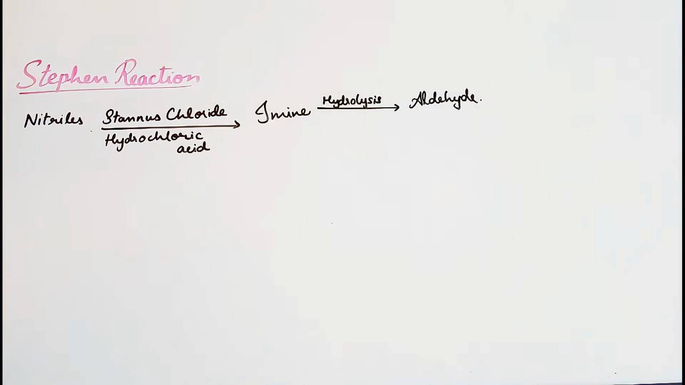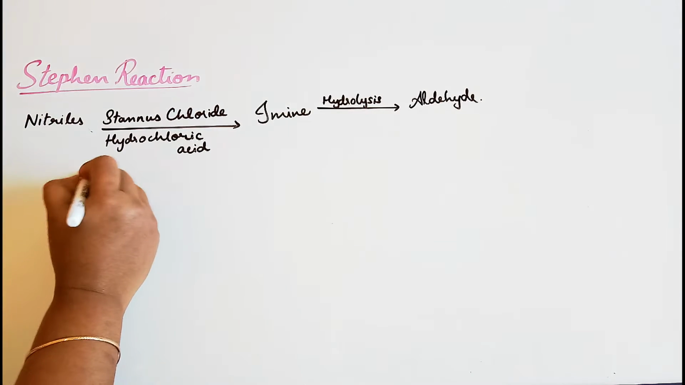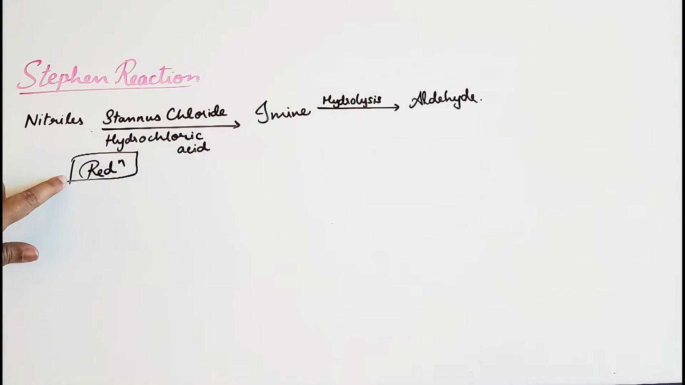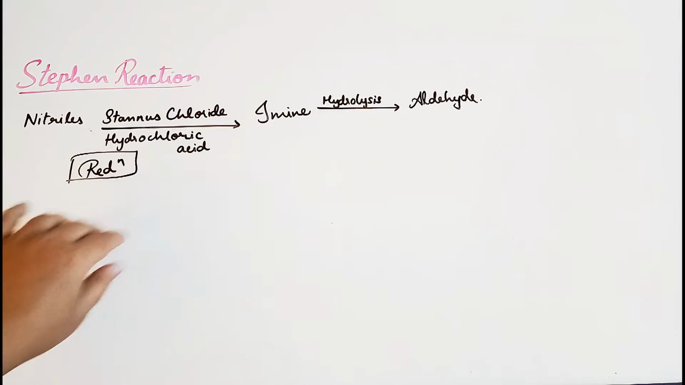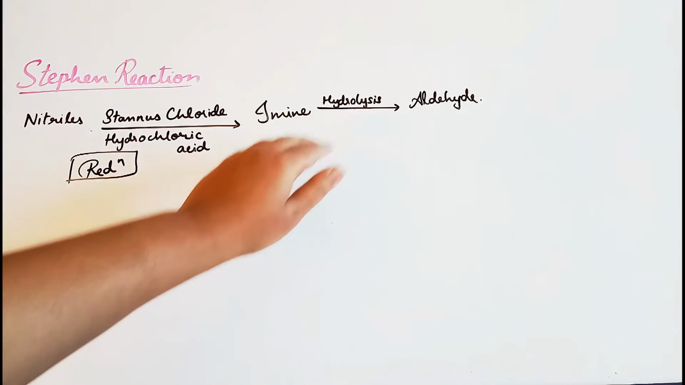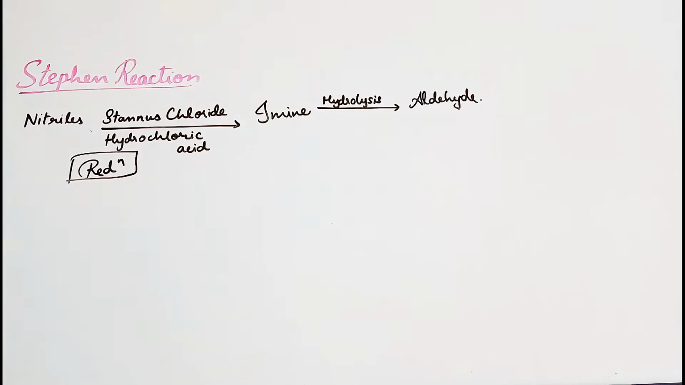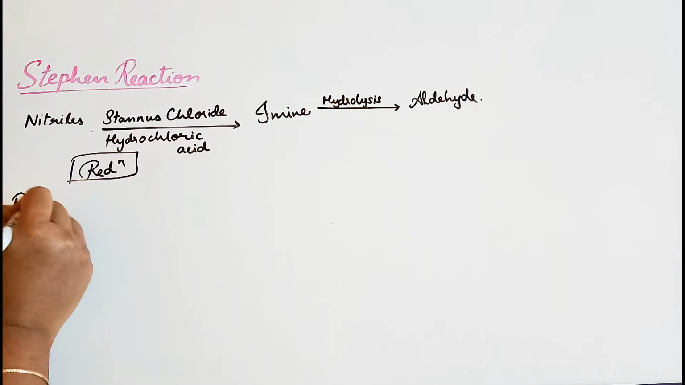So ketones are not prepared by this method. It's only aldehydes that are prepared by this method. Nitriles undergo reduction, so it's a reduction reaction. It undergoes reduction in the presence of stannous chloride and hydrochloric acid to give an imine, which further undergoes hydrolysis to form an aldehyde. So let's write the general reaction.